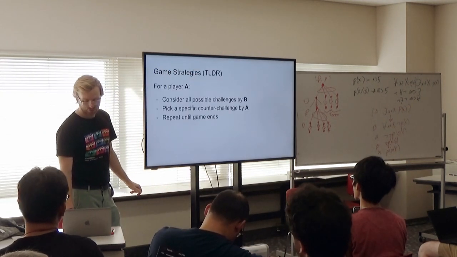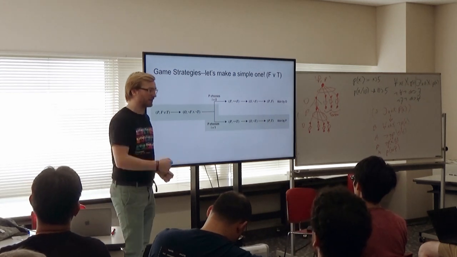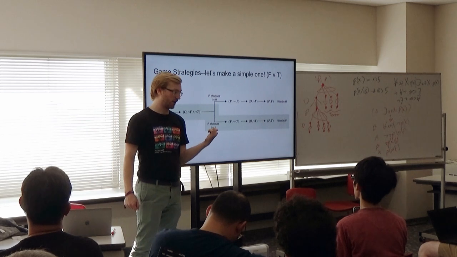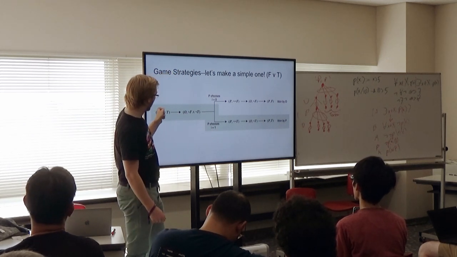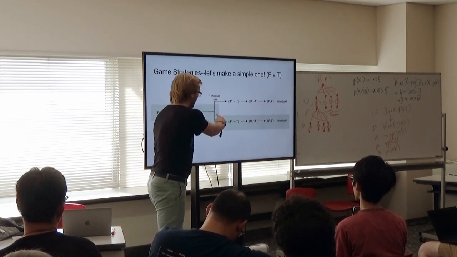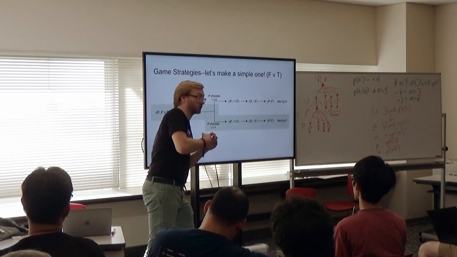A strategy for one player defines the specific action that they are going to take in response to all possible actions by the other guy, okay? So every time, in a strategy for P, every time we have a play by O, we enumerate one particular response by P. So it's my strategy because I chose which one I'm going to do.